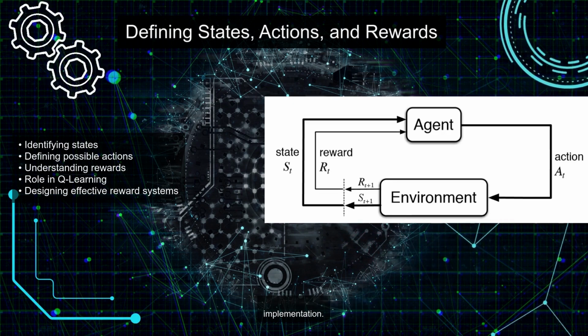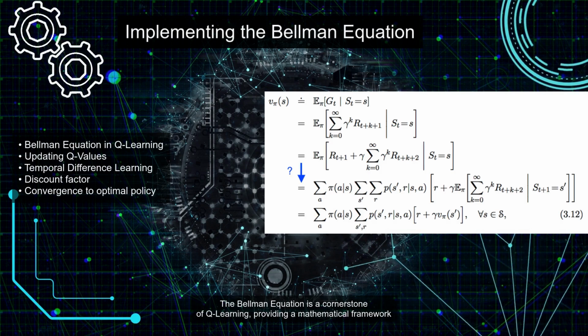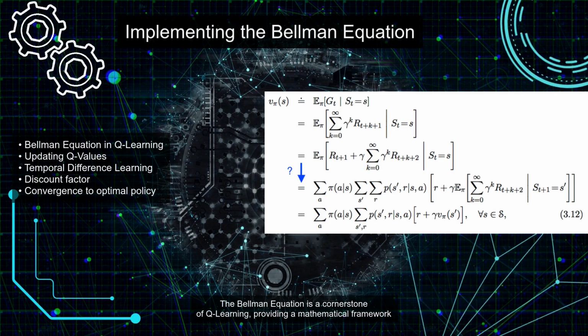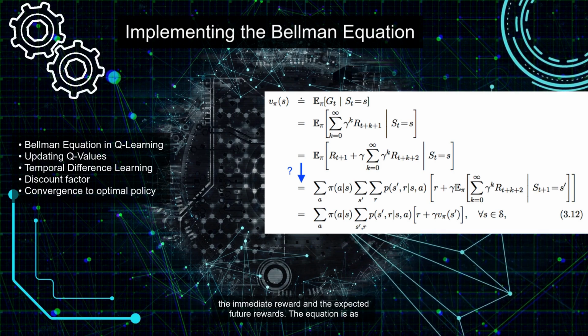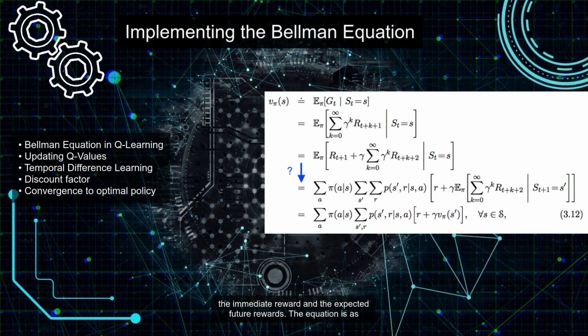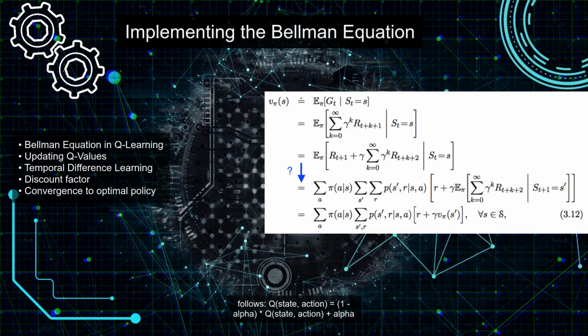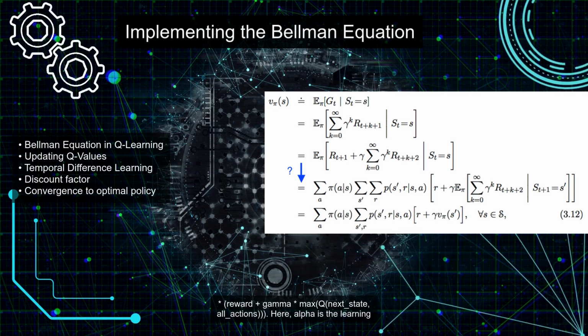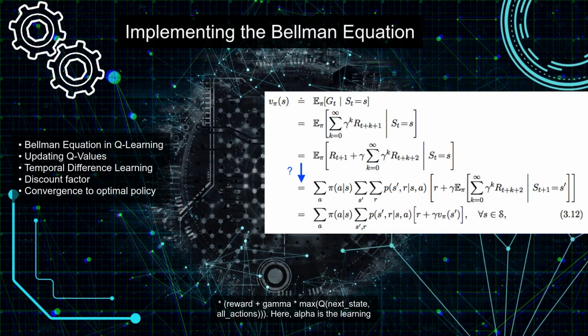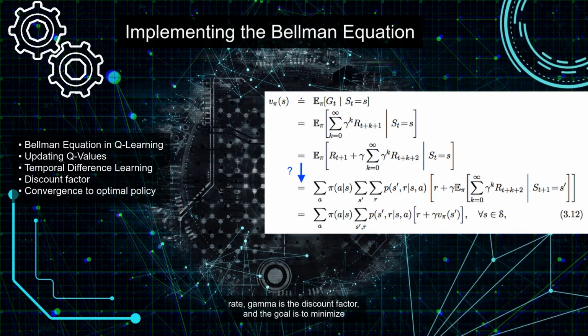Q learning implementation. The Bellman Equation is a cornerstone of Q learning, providing a mathematical framework to update Q values. It relates the value of a state-action pair to the immediate reward and the expected future rewards. The equation is as follows: Q(state, action) = (1 - alpha) * Q(state, action) + alpha * (reward + gamma * max Q(next_state, all_actions)).